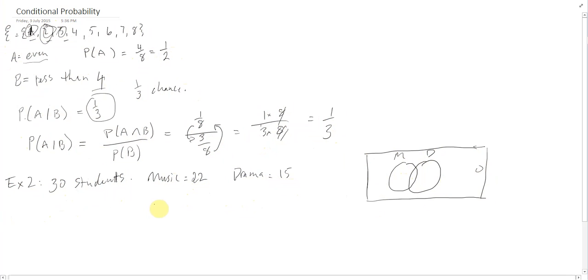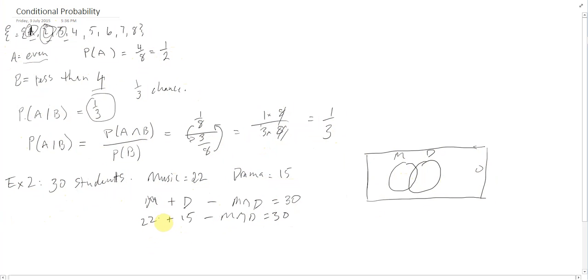So when we add music plus drama, take away one of, this is the addition law by the way, take away one of the musics and dramas, we get 30. So let's write this down. We've got 22 musics plus 15 dramas, take away this, equals 30.